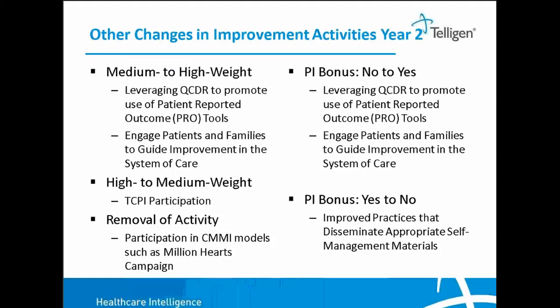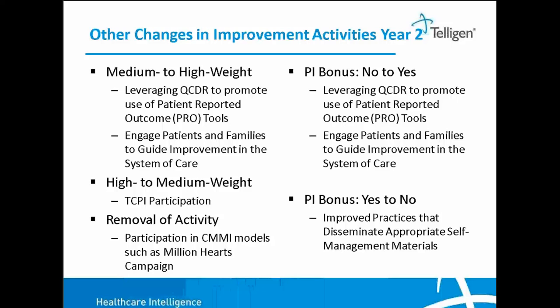Now, there are other changes to improvement activities that I thought might be good to highlight just to draw your attention to this. Not only did CMS add new activities, but they also made some changes. So, for instance, some activities were given a higher weight, moving from medium to high weight. And those are leveraging the QCDR to promote the use of patient-reported outcome tools. This one actually changed their title to promote use of patient-reported outcome tools, but I wanted to show the former title, so in case you used that last year, you would know that this has been moved up to a high weight category. And the other is engaging patients and families to guide improvement in the system of care.